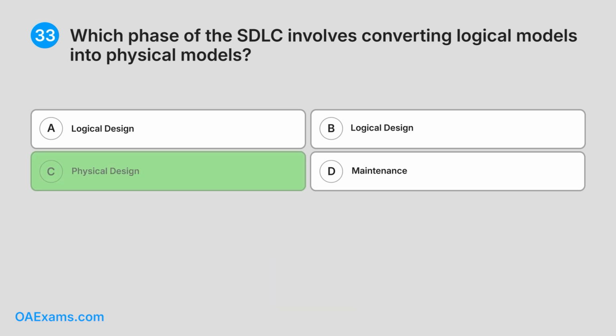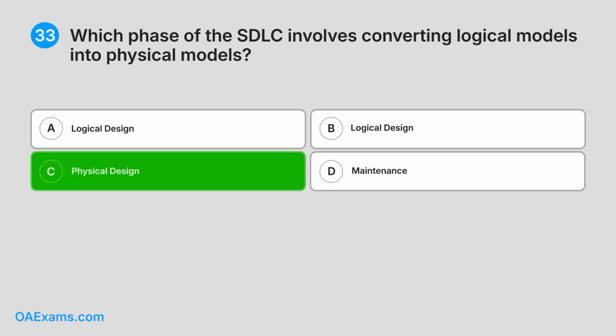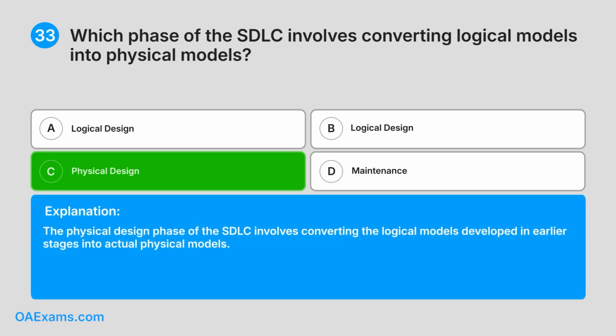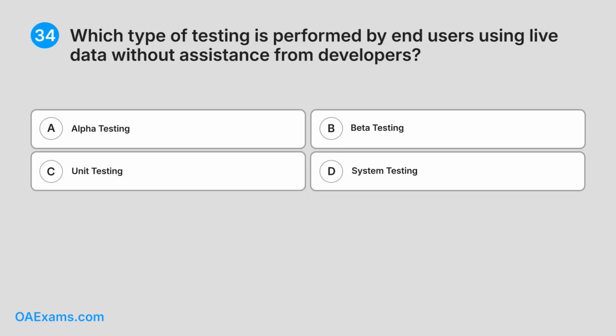Correct answer. C. Physical design. Explanation. The physical design phase of the SDLC involves converting the logical models developed in earlier stages into actual physical models.